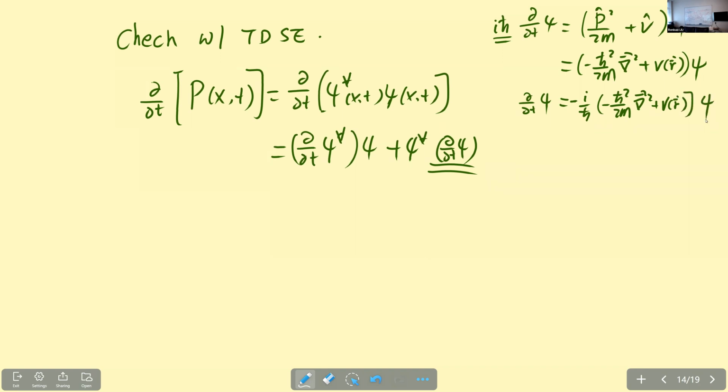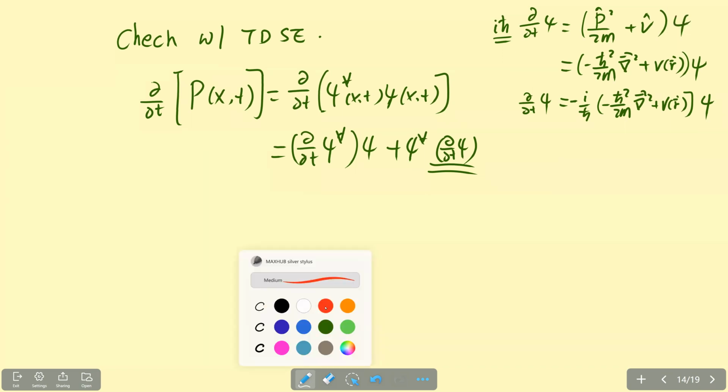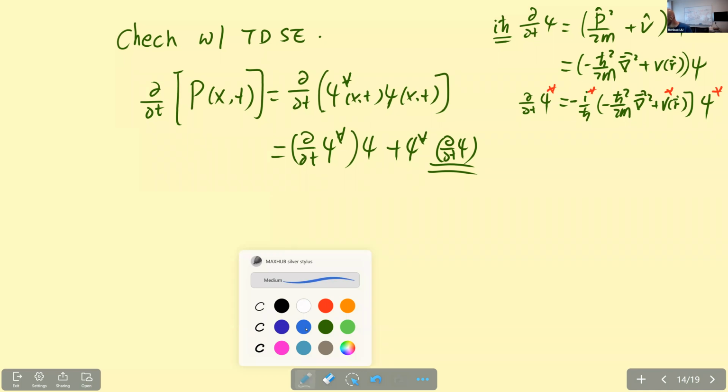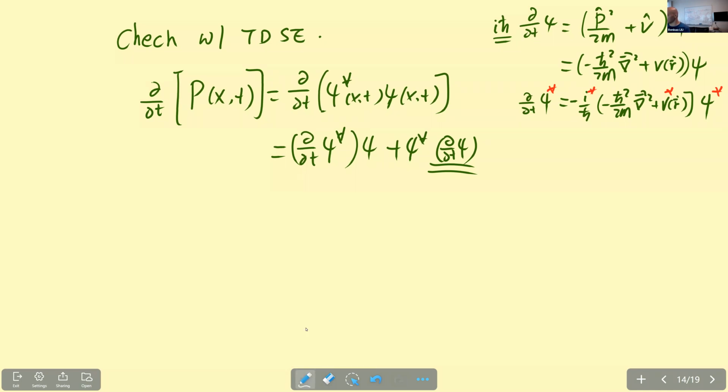Of course, you can take the complex conjugate of both sides. But V, of course, is a real number, so this one is just the same. Okay, so you have another equation. Anyway, you put these two together, and you find that there will be two terms.